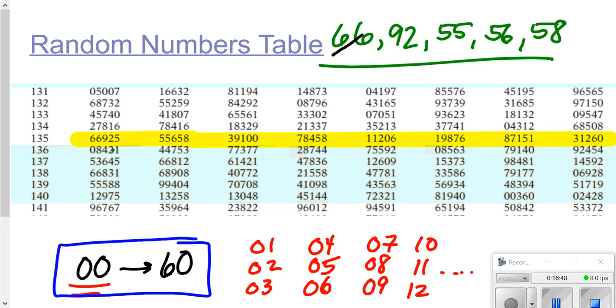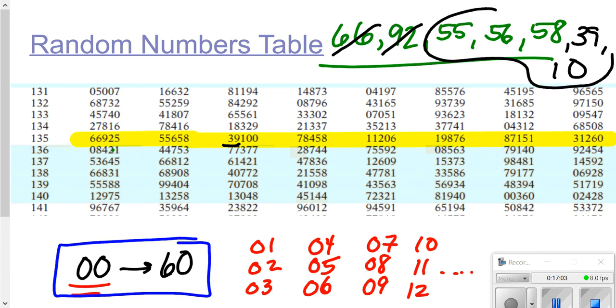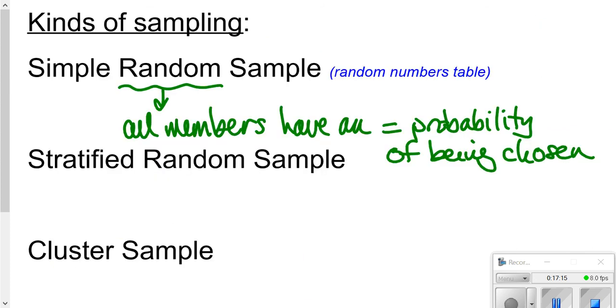So say that that was my numbering. When I read 66 and 92, that doesn't help me because there aren't things with those numbers. So I would have to keep reading until I got 39 and 10. And now this would be my sample, right? Because if my numbers only go up to 60, picking things that are over 60 doesn't work. There isn't a thing with those numbers, okay? So that's the idea of the random numbers table. You can use the calculator to help you pick things randomly. You could put names in a hat and draw pieces of paper out of a hat. That's random as well.